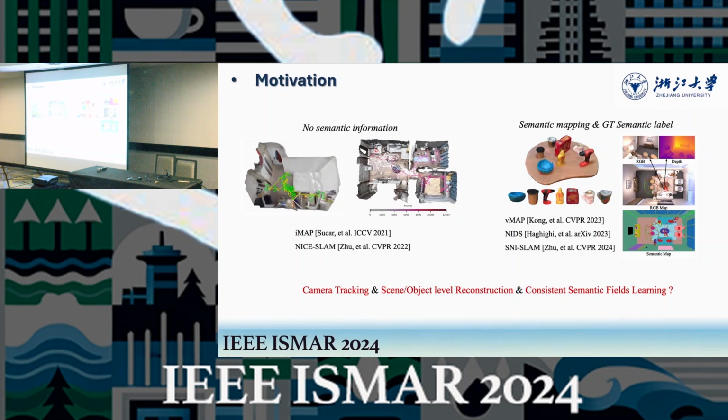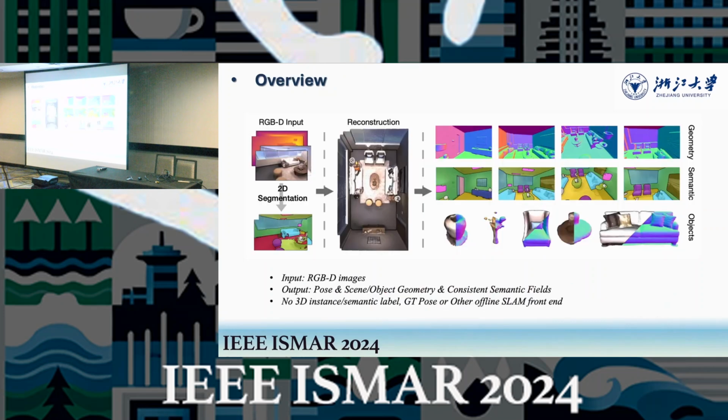But they use GT semantic and instance information to model it. However, GT information is often not available in real scenarios. Therefore, we wonder if we can recover the camera pose, scene and object level reconstruction, and consistent semantic field learning only from the RGB-D image sequence. An overview of our approach is shown in the figure.